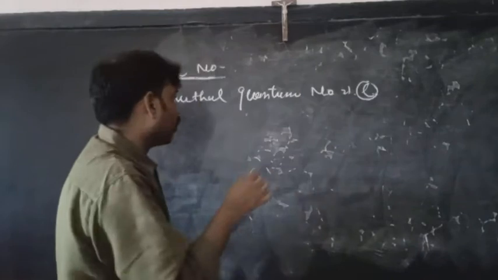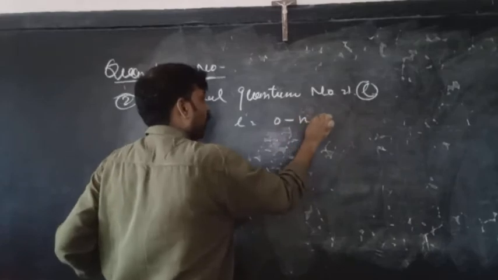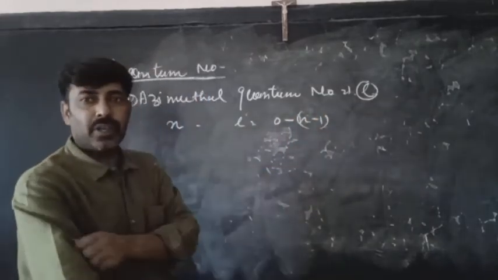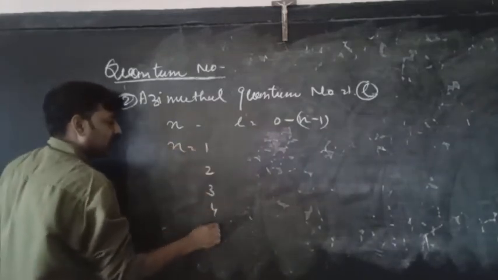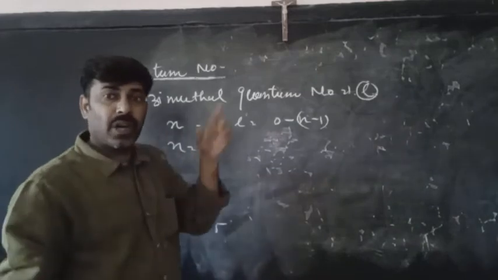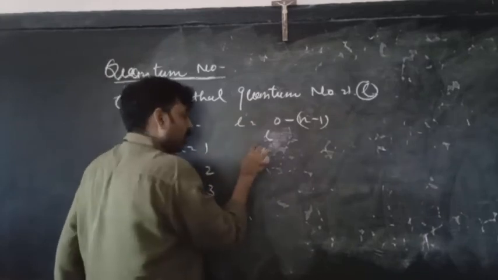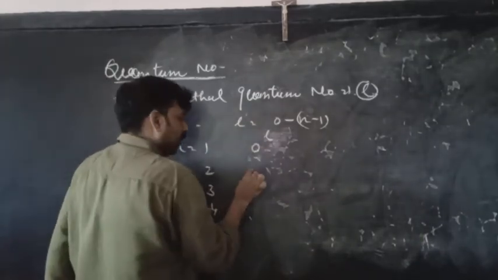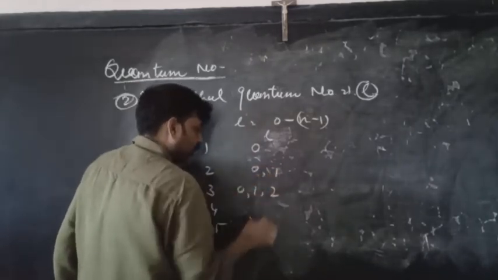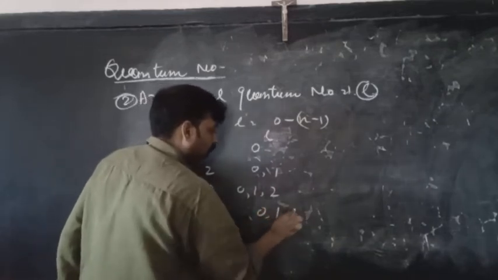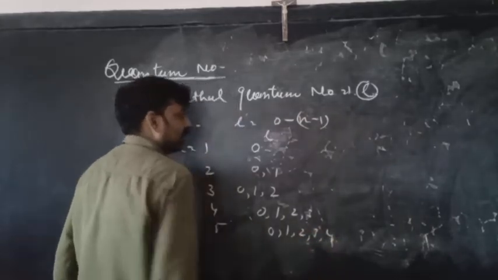The value of the azimuthal quantum number with respect to n, the value of l, will be 0 to n minus 1. For example, if the value of n is 1, 2, 3, 4, 5, etc., then what will be the possible value of l? The possible value of l will be 0 to 1 minus 1, that is only 0. 0 to 2 minus 1, that is 0, 1. 0 to 3 minus 1, that is 0, 1, 2. In the case of 4, 0, 1, 2, 3, and 0, 1, 2, 3, 4 in the case of 5.